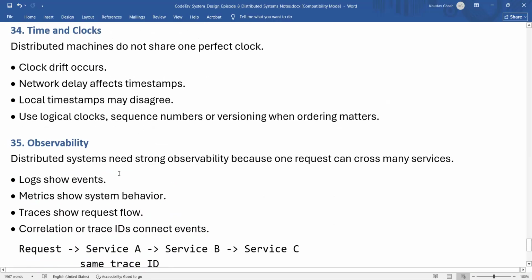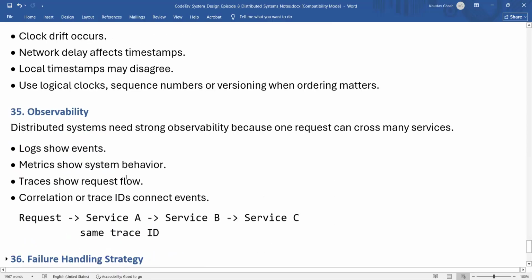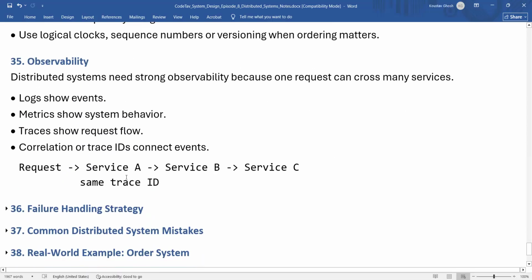Next part is observability. Distributed systems require strong observability. Why? Because one request can travel through many services. For example, from the client through the API gateway, the request goes to the order service, then to the payment service, then the database. So if the request fails, where exactly did the problem happen?